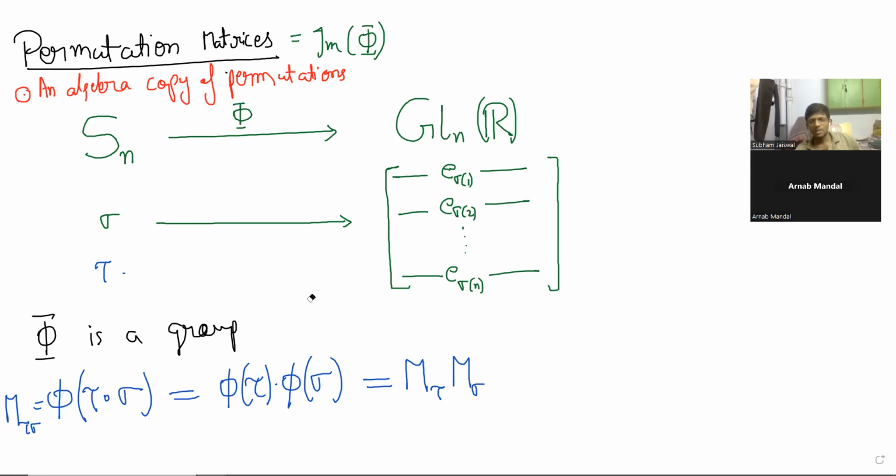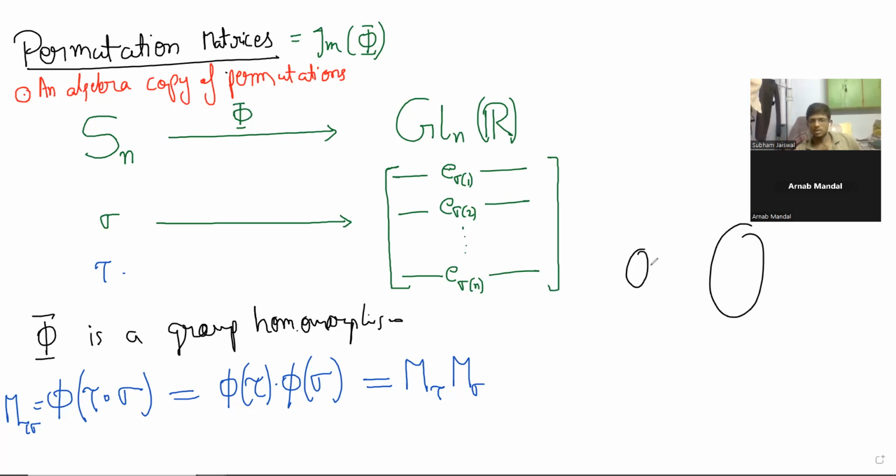So let me first write this, that phi is a group homomorphism. You see, these two things are groups, right? Sn and GLn(R) are groups. So this is a group homomorphism. And once you show that, you would have done in your group theory course that the image of a group homomorphism is a group. The image may not be the whole codomain, right? But the image is a subgroup of the codomain. That you would have done in your group theory course.